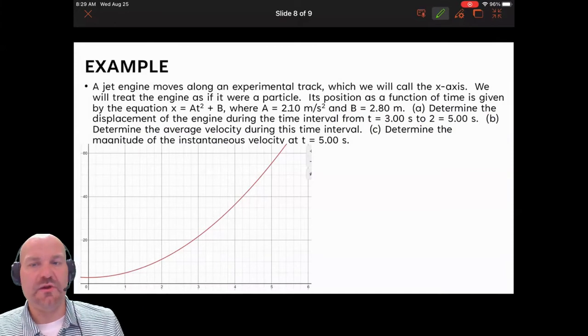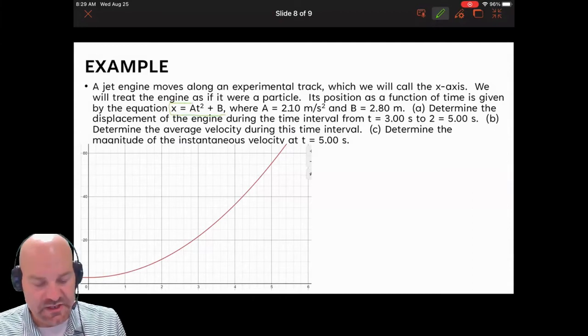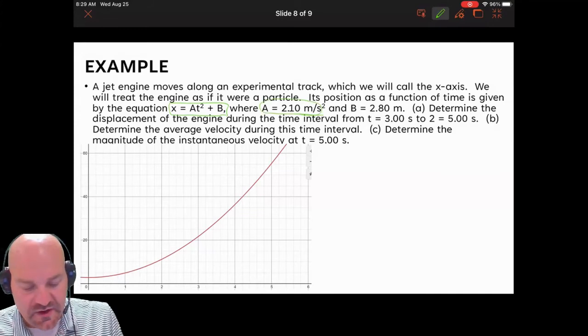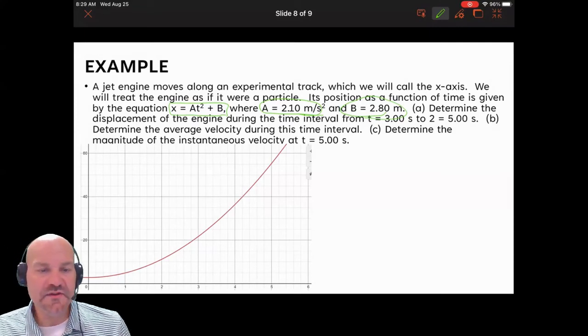So you've got this jet engine. It's going to develop a position-time graph that's given by the equation x equals at squared plus b. But for our scenario, here are a and b. They like to do this on the Physics C test. And we're going to find the displacement of the engine from the time t equals 3 seconds to t equals 5 seconds.